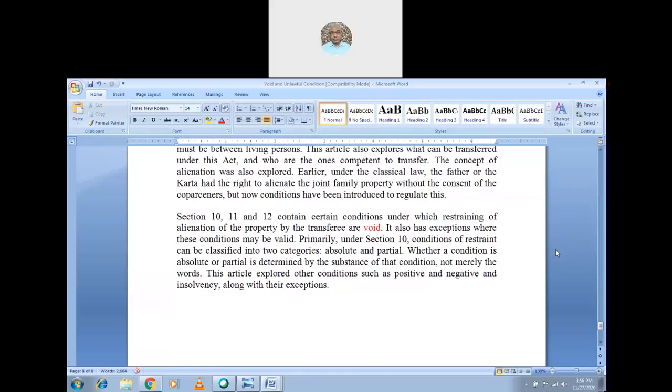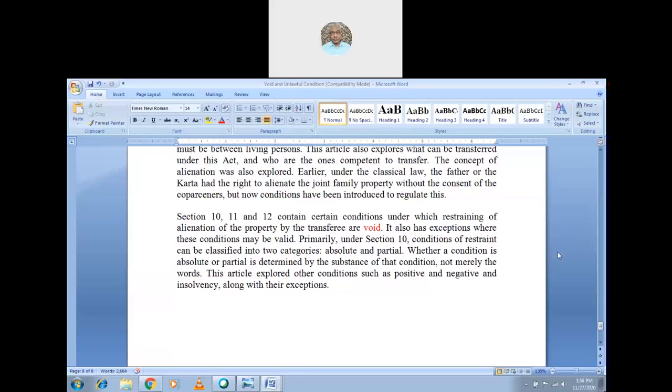Yes, sections 10, 11, and 12 contain certain conditions under which restraining the alienation of the property by the transferee is void. It is clearly mentioned, see the word void which I highlighted in red color. I repeat, sections 10, 11, and 12 contain certain conditions under which the restraining of the alienation of the property by the transferee is void. It also has exceptions where these conditions may be valid.